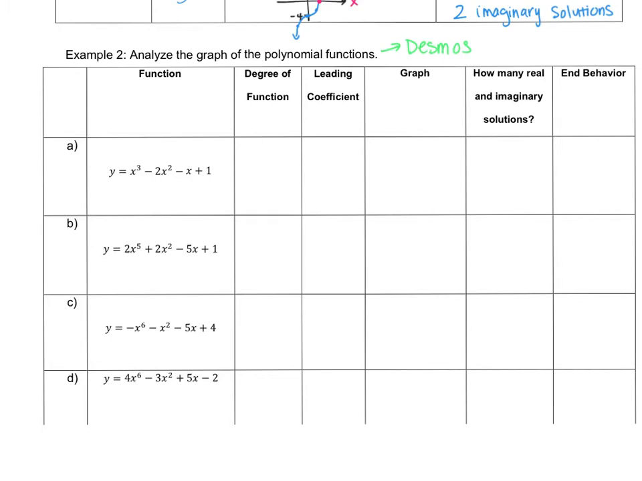I'll walk you through. But before I do, let's go ahead and find the degree of the function and leading coefficients. So here you're given a few polynomials. As you can see, there are many terms in these equations. We call that a polynomial, poly meaning many, nomial meaning terms. What we're going to be doing is finding the degree of the function, which just means the highest degree. The leading coefficient is the number in front of the highest degree.